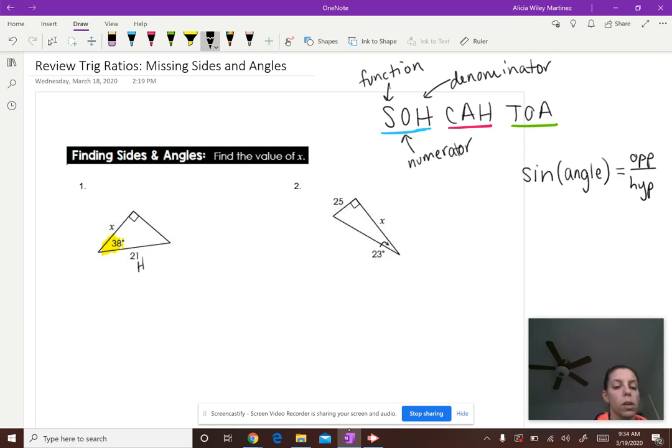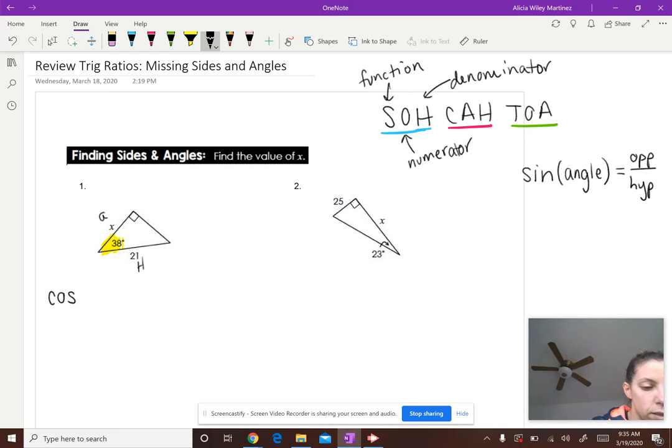So then we go and look at the other side that we're dealing with, which is this side marked as x. In relation to the angle, that side x is what we call the adjacent side. Mark it with an A if you want to, it doesn't matter. Okay, so I know that I'm dealing with an adjacent and a hypotenuse, so that means cosine is my winner. So then I'm going to go ahead and set this up using cosine.